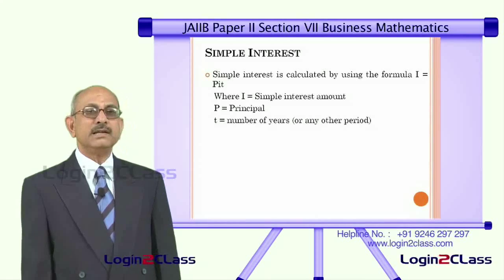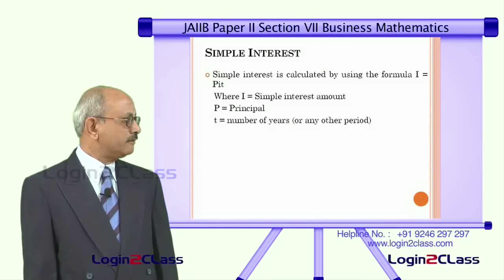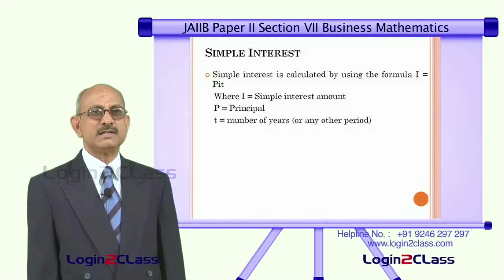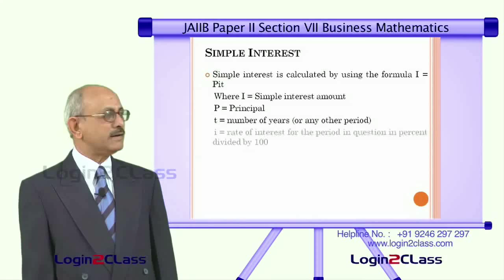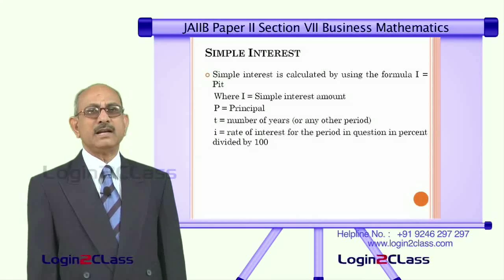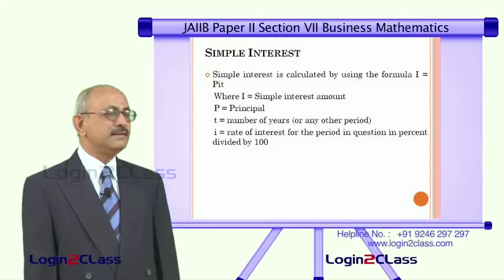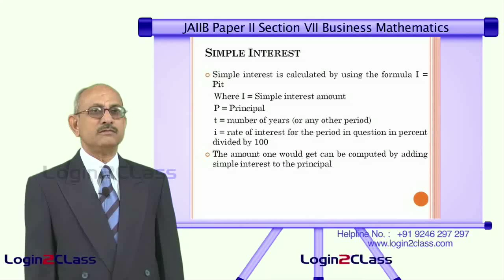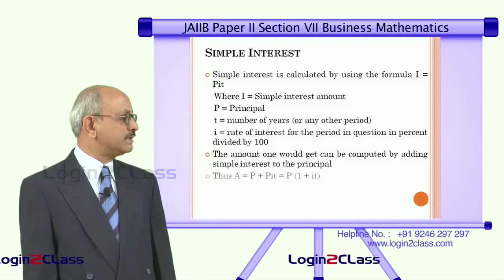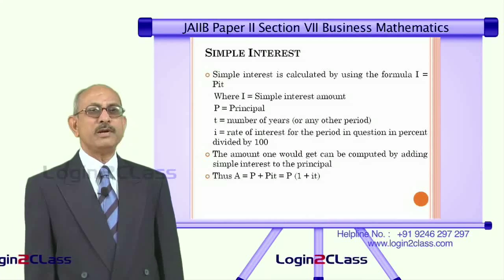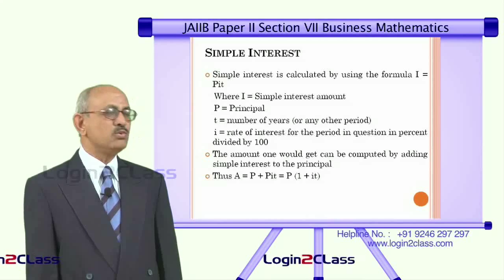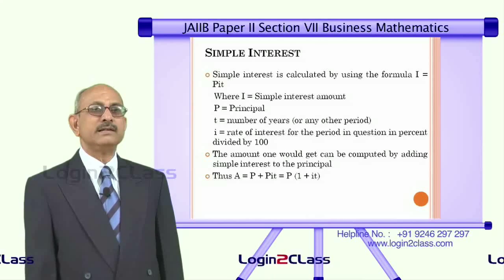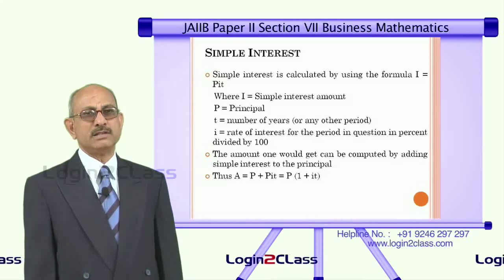For example, if P is the principal which you have invested and I is the simple interest amount which you are going to get after a certain period, and T is the number of years and I is the rate of interest, then the equation for getting the amount which you will be getting after a certain period is given by A is equal to P plus PIT or P into 1 plus IT, where PIT denotes the interest which you are getting on the principal.